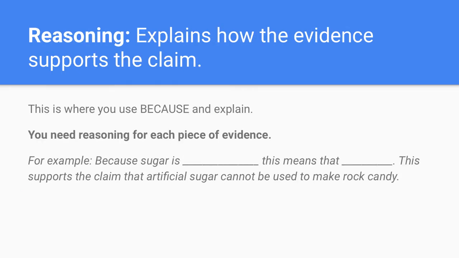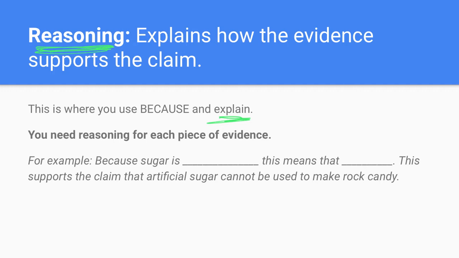The R in CER stands for reasoning. Your reasoning is where you actually explain how the evidence supports the claim. You've already given all of your evidence. Now you have to connect your evidence to your claim. This is where you're going to start saying things like because, and this is where you explain. You should have reasoning for each piece of evidence that you gave. So if you gave 3 pieces of evidence, then I would expect to see 3 connections explaining how those pieces of evidence support your claim.